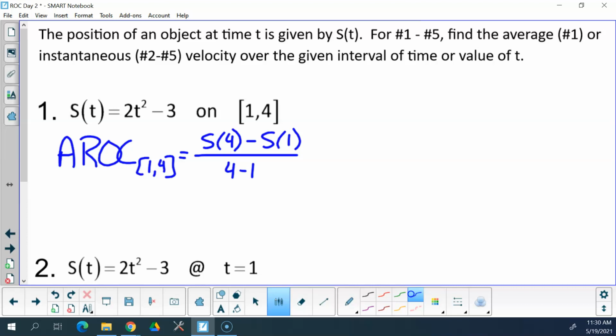Okay. S of 4. So I plug 4 in, right? 4 squared, 16 times 2, shout it out, 16 times 2, 32 minus 3, 29. S of 1, 1 squared times 2, minus 3. Ooh.